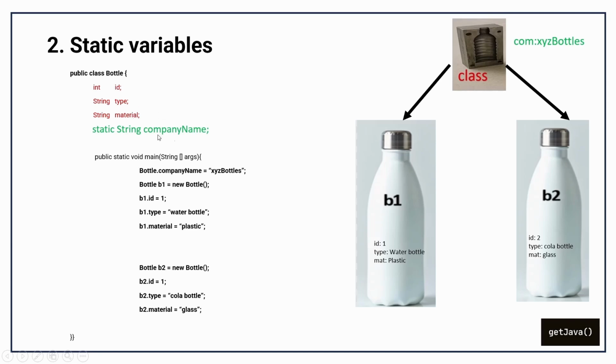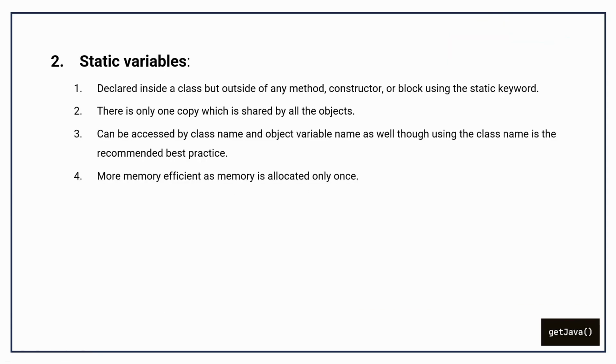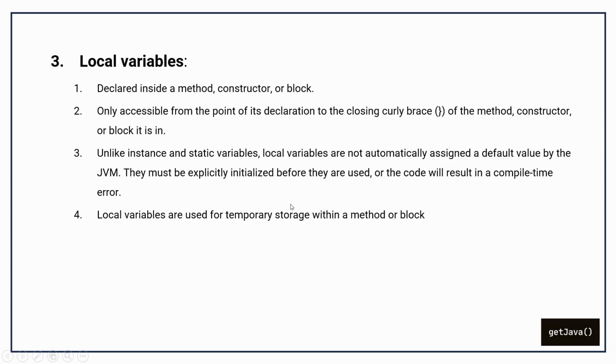But in case of a static variable, even if we are creating 1000 objects, it will be created only once. So it is more memory efficient. So that is the point mentioned here. So that was all about static variables. Let's go ahead and see our final variable, that is the local variable.